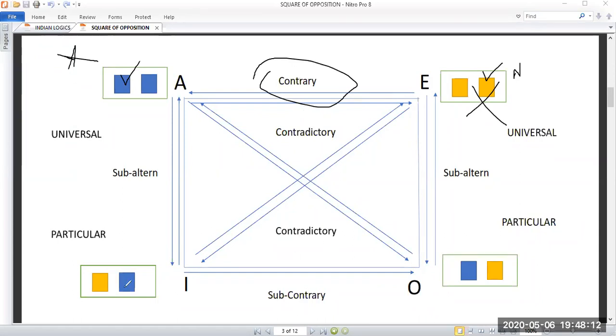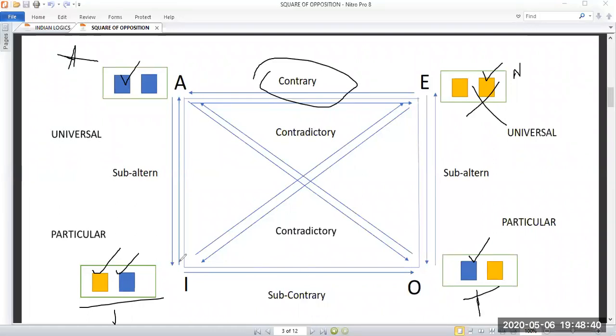In subcontrary, both can be true, both cannot be false. So this is the exact opposite of contrary. Okay, both are exact opposites. So if both can be true, we'll take this case. If I is true, some balls are blue. If you take this case also, some balls are blue. So this is also true. This is also true. Okay.